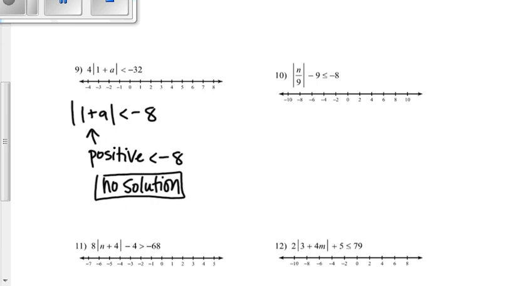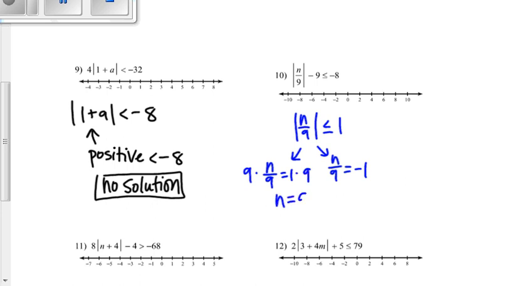All right, let's take a look at number 10. So as I rewrite, I'm going to add 9 over. So that would give me a 1. We're going to create our two equations. N over 9 equals 1. N over 9 equals -1. And to solve this, to get rid of the divided by 9, I'm going to multiply both sides by 9. And then same thing over here. If I multiply both sides by 9, I get -9.